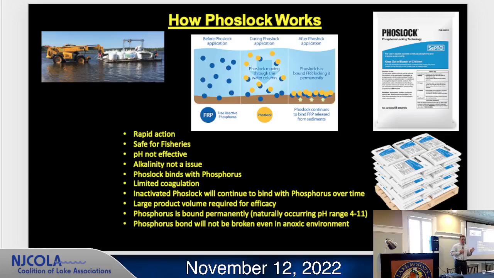One of the really awesome things about Phoslock that changed it for the industry: not only is it binding with phosphorus, but it's binding it permanently. So we're not losing that release after two or three years, whatever it may be. It's laying on the bottom. If it hasn't reacted yet, it's going to continue to react until all that lanthanum has grabbed phosphorus. So even in anoxic conditions, it's working.